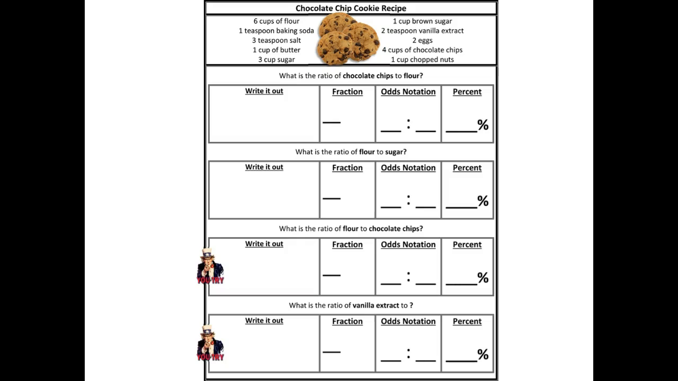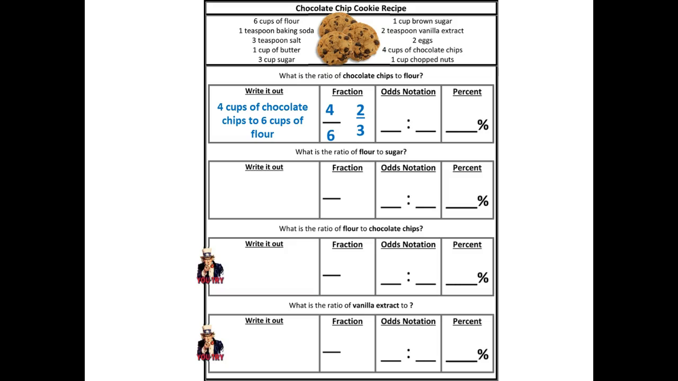Well, I can look. In my recipe, it calls for 4 cups of chocolate chips. It calls for 6 cups of flour. The order matters. So if I had to write this out in words, it would be 4 cups of chocolate chips to 6 cups of flour. This rewords the question so I can understand it better, plus it sets my numbers up in the right order. 4 cups of chocolate chips to 6 cups of flour as a fraction would be 4 to 6. If I simplify that down, my fraction is 2 to 3. It's a 2 to 3 ratio.